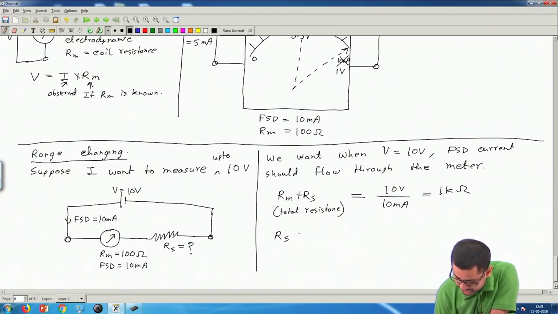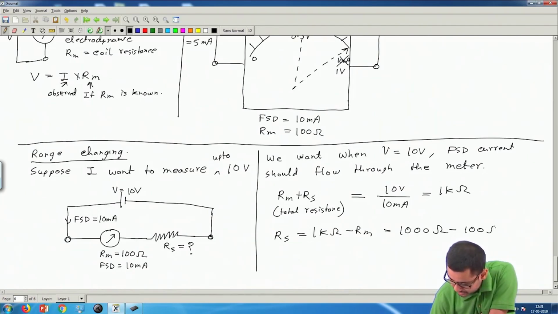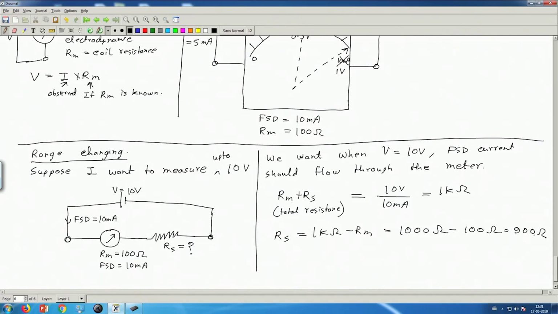Therefore, Rs should be 1 kilo ohm minus Rm. Rm is known to be 100 ohm. So we can write 1000 ohm minus 100 ohm. This will be 900 ohm. So if we connect a 900 ohm resistance, then this meter together with this resistance will become a 10 volt voltmeter.